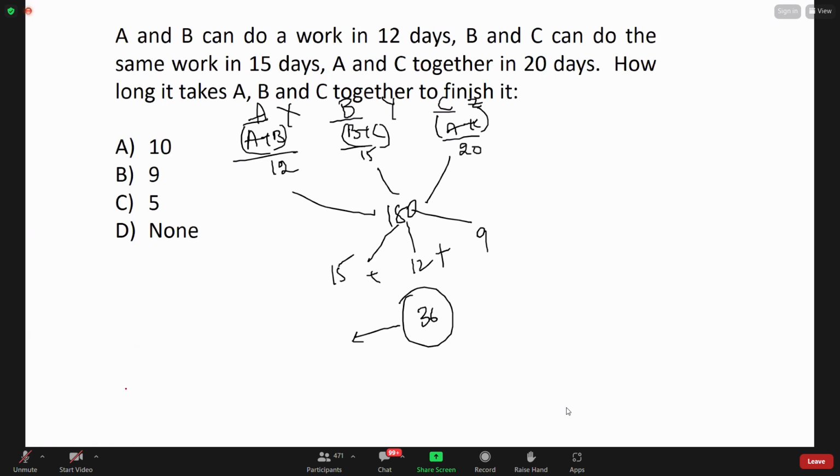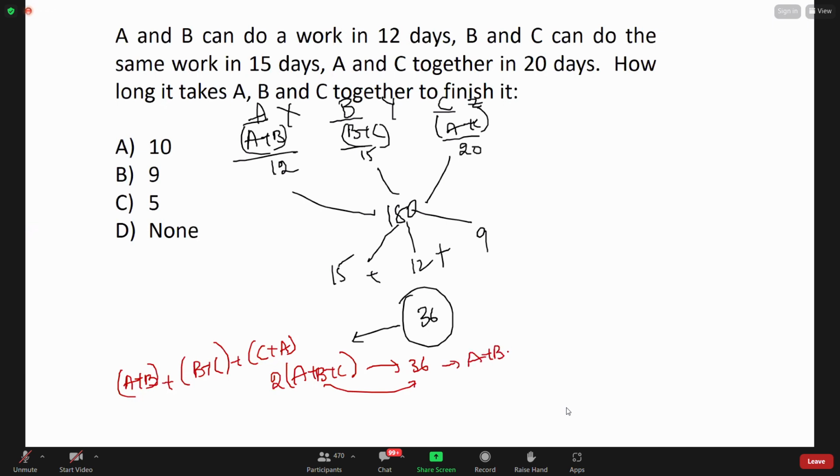It gives us that it is A plus B, it is B plus C, it is C plus A. That means 2 times the efficiency of A plus B plus C is 36. If 2 times the efficiency of A plus B plus C is 36, the efficiency of A plus B plus C would be how much? Half of it, 18. So efficiency is 18. Work done is 180. Number of days taken, 180 by 18, 10. Good.